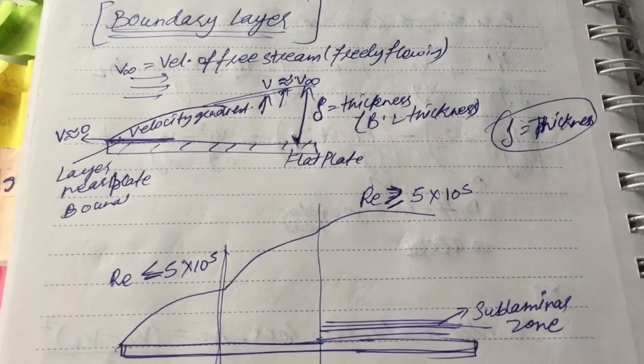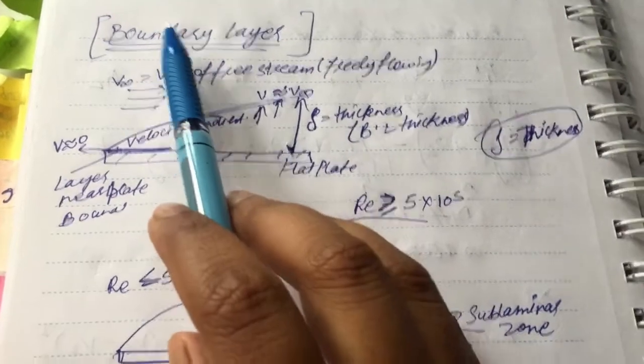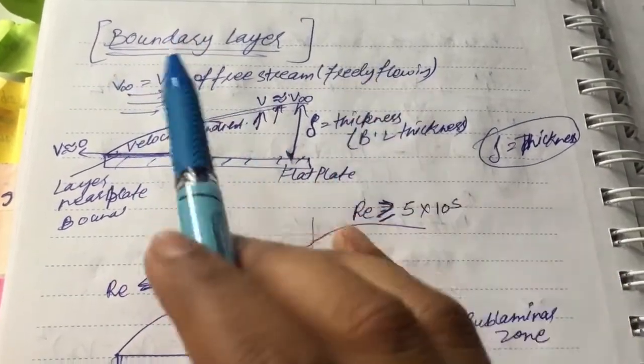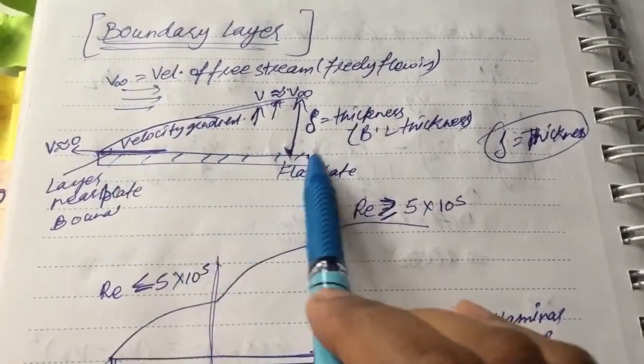Part 4 of fluid mechanics quick revision notes. First we have boundary layer. So this is a boundary layer diagram.